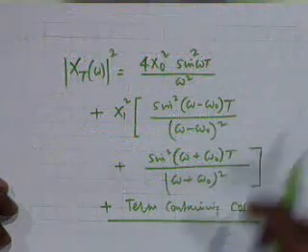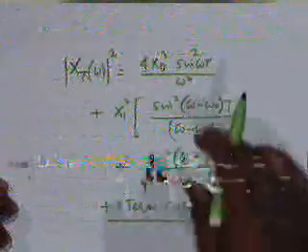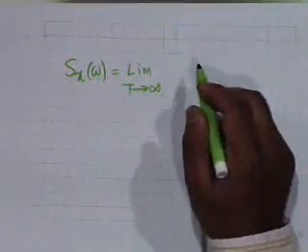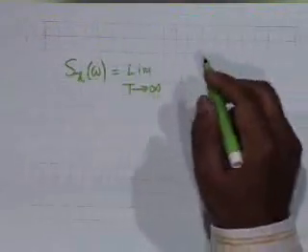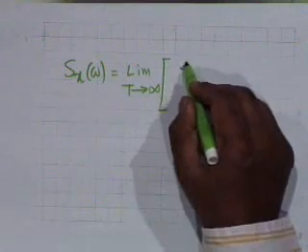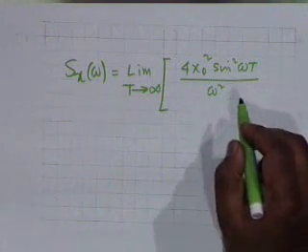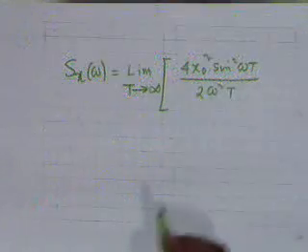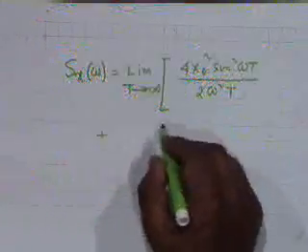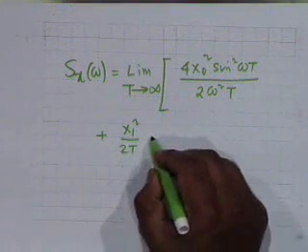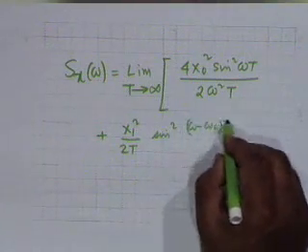Therefore, Sx of omega, again I skip the algebra and the trigonometry, would be the limit as capital T tends to infinity, do not forget that capital T has to go to infinity, then we divide by 2T, that is, 4x naught squared sine squared omega T divided by omega squared, 2 omega squared T, we have to divide by 2T, plus x1 squared divided by 2T sine squared (omega minus omega 0) T divided by (omega minus omega 0) whole squared plus x1 squared by 2T sine squared.